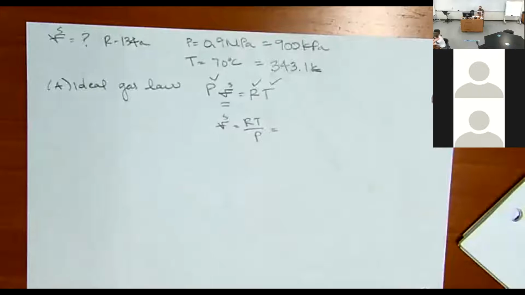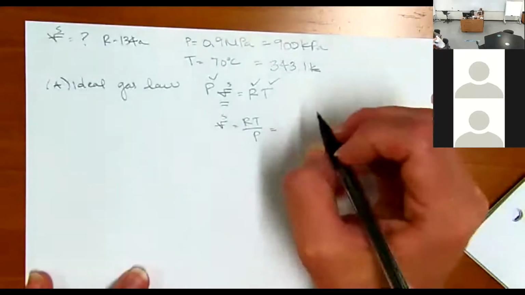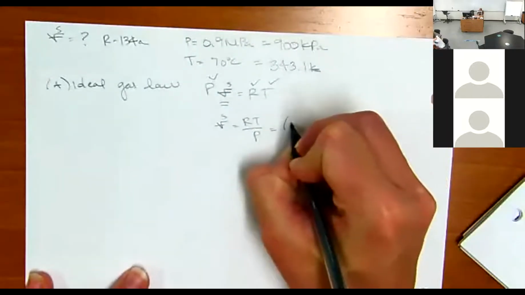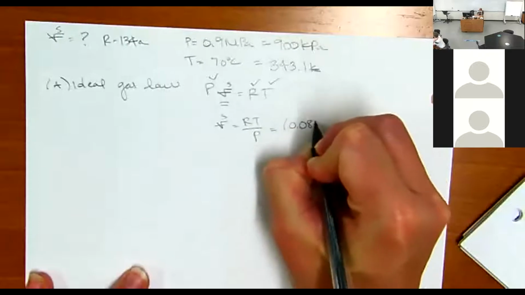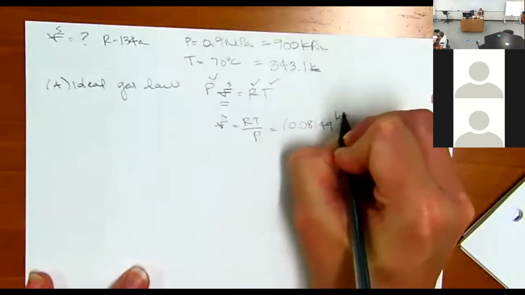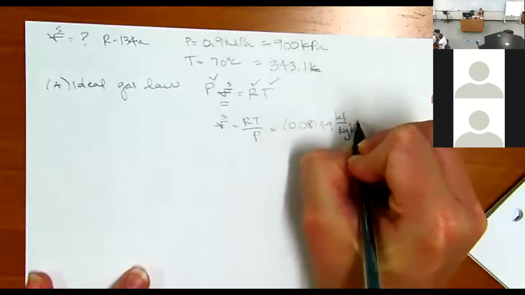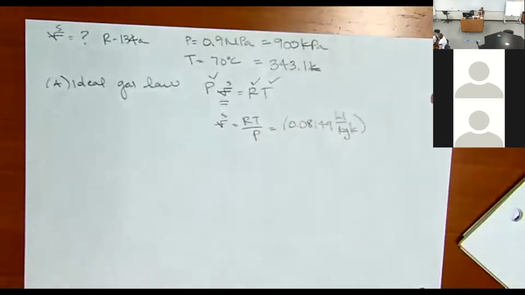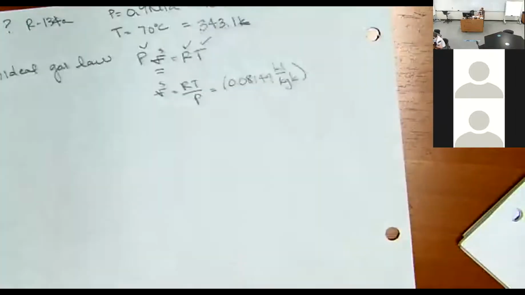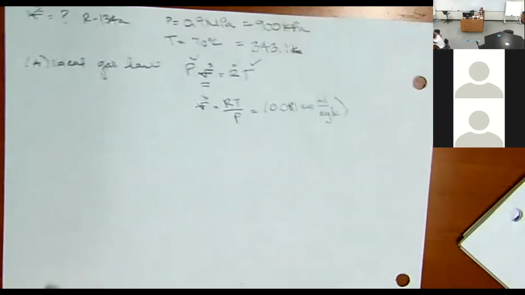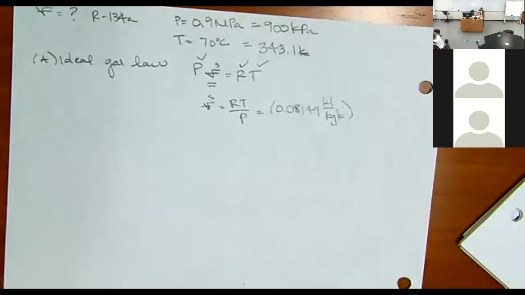You'll see R134A. It's called tetra something. There's another name for it in the back of the book. I forget what it is right now. And the value is 0.08149 kilojoules per kilogram Kelvin. There's an asterisk at the bottom that says that this is also related to another unit that includes the kilopascal, cubic meter.